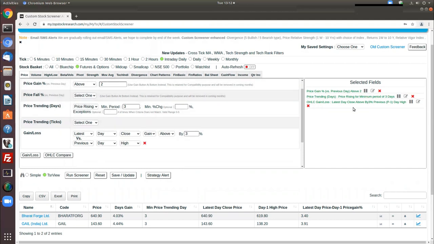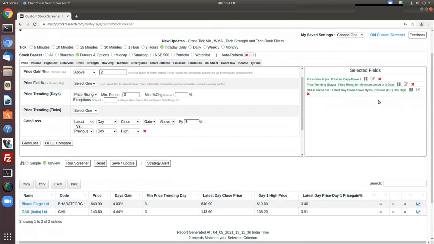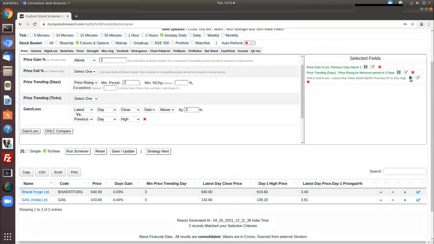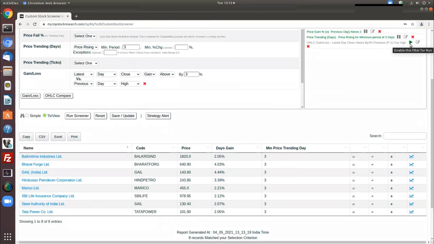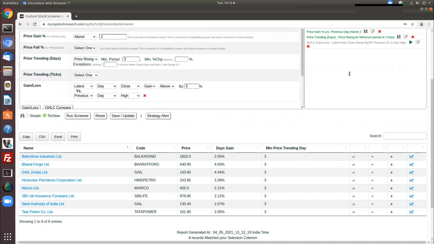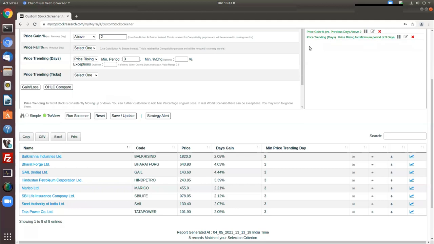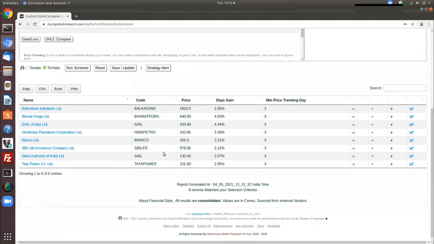Now, also one more thing is as you add filters here, the details come out here, which give you what you have selected. So price trending days is greater than 3 days. Now this is a much stricter option, 3% compared to the previous one. You can pause this and run the screener. Once you run the screener, this one is paused, you can enable it, disable it from here, and you can also close from here. So let's say we close this because it gives you a lot more restricted set of information. So you have 8 results.